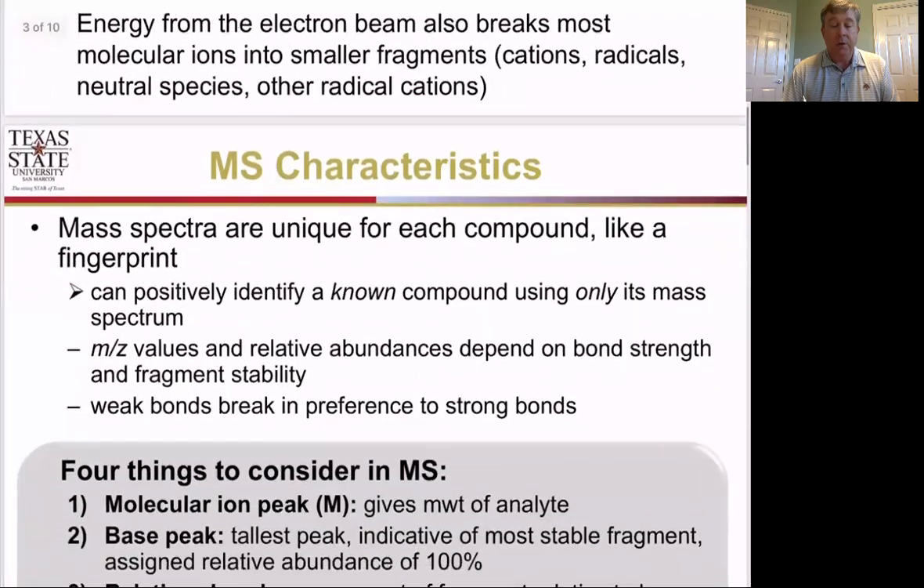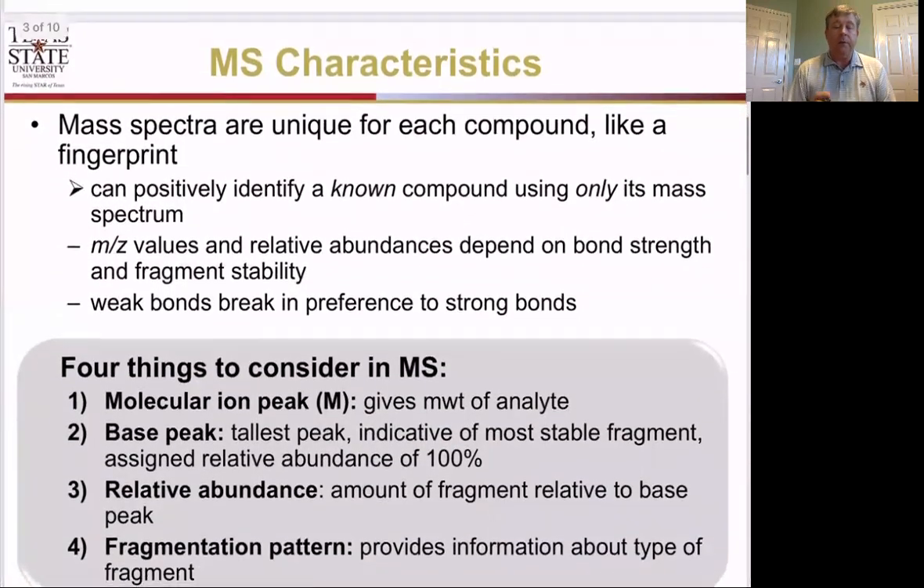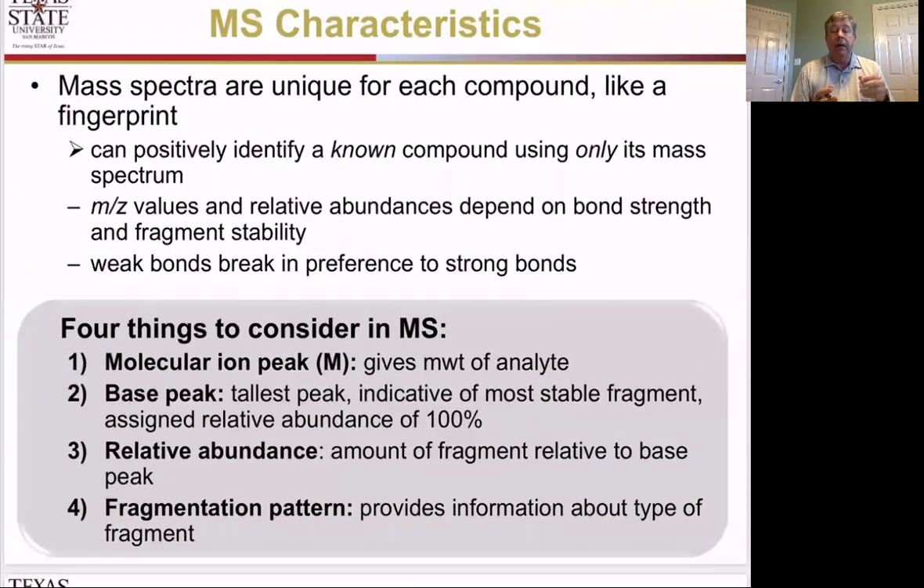Okay. So one of the great things about mass spectrometry is it's unique for each compound, because each compound breaks apart in a different way and has relative abundances of different bonds, etc. That means that we can get a fingerprint, like in the fingerprint region of IR, and we can positively identify our compound just by its mass spec.